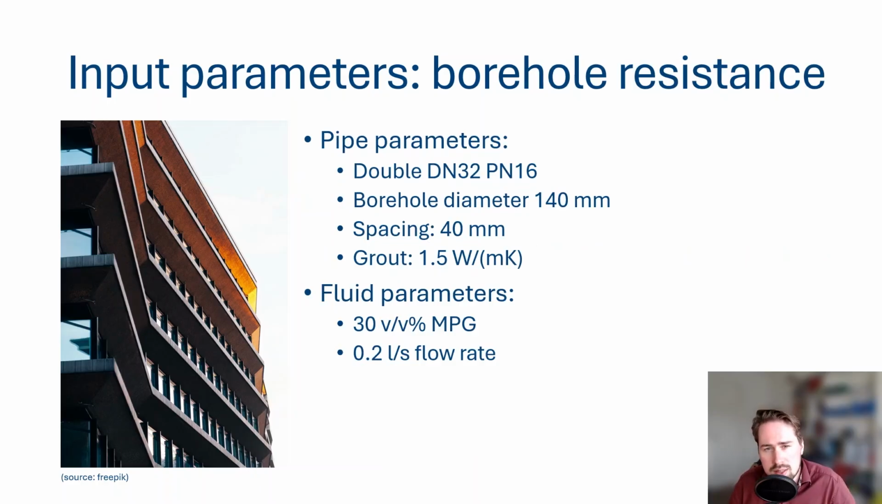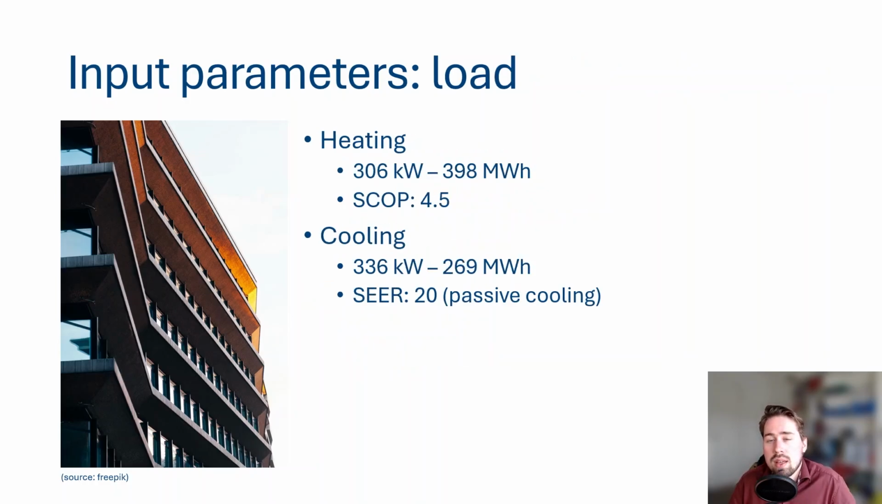For the borehole resistance, we will work with a double DN32 PN16 pipe. We will use a borehole diameter of 140 millimeters, a spacing of 40 millimeters and a rather good grout of 1.5 watts per meter Kelvin. For the fluid, we will start with 30% volume percent of monopropylene glycol and a flow rate of 0.2 liters per second. And lastly, the loads: we will use the following heating and cooling loads.